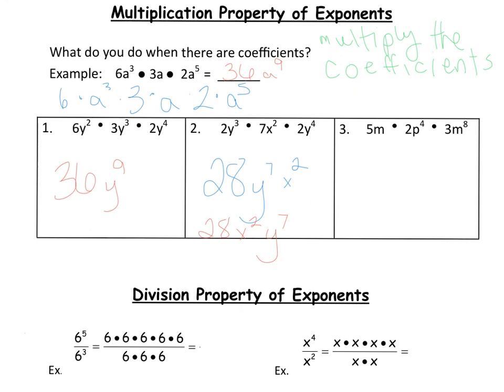Now, in taking a look at the last one, we have 5m times 2p to the 4th times 3m to the 8th. So we multiply 5 times 2 times 3, and that's going to give us 30. And then we have m to the 1 plus 8, which is 9, and then p to the 4th. Again, preferably the answer is written with having the variables in alphabetical order, but if you were to write it with the variables in reverse order, that's fine. You're not going to get points taken off for that. And that pretty much sums up the multiplication property of exponents and the rules you have to use.